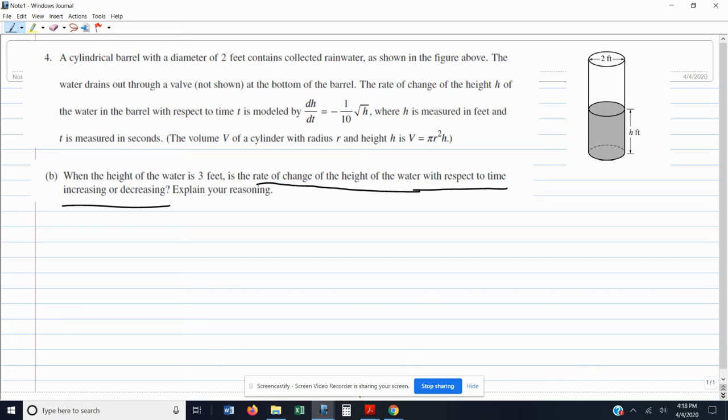If you would like to pause to think about how to solve this, now would be a good time to do that.